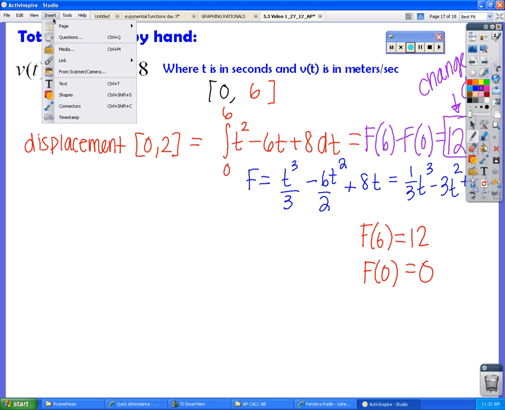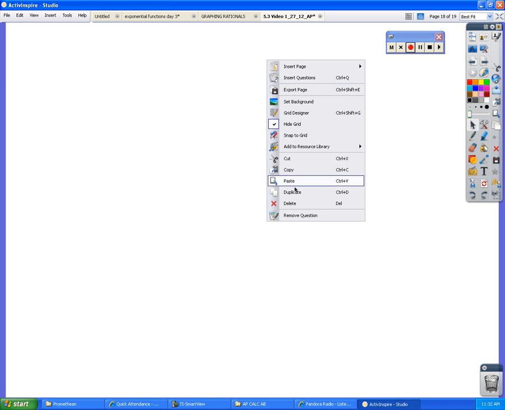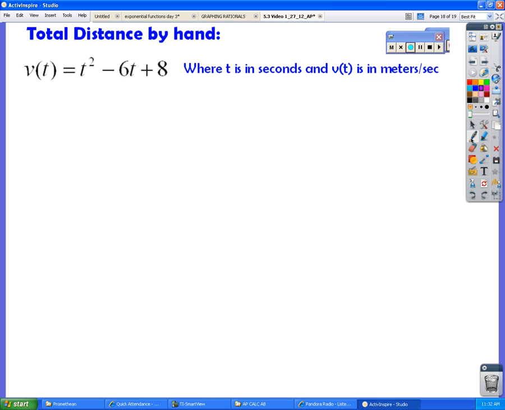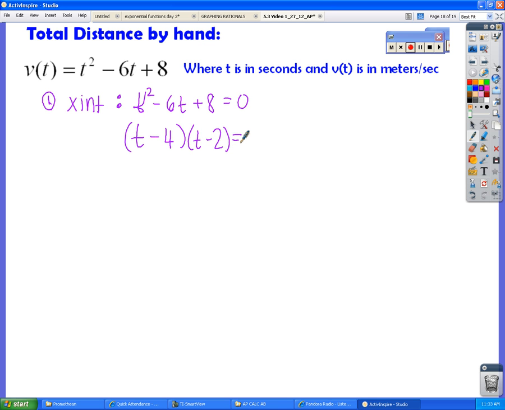So moving over, I'm going to paste that in. So I am going to find the total distance. So the total distance by hand, the first step would be find my x-intercepts. Because usually I've been giving you a graph, and the first thing we need to do is divide the intervals. So I'm going to take t squared minus 6t plus 8, set it equal to 0. I did make it factorable. So t equals 4 and 2.